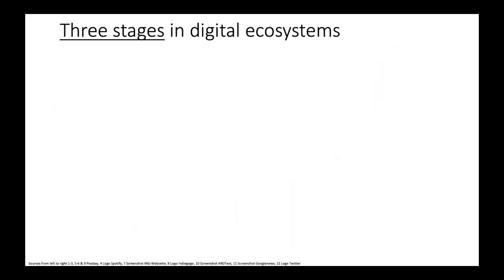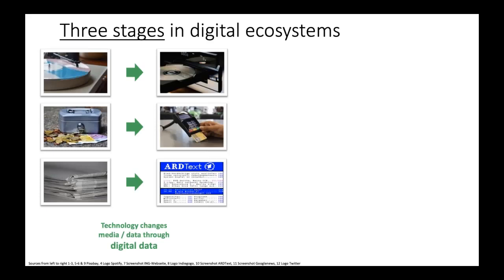When we look at digital ecosystems, we always try to distinguish three stages in the way digital ecosystems can evolve. The first important step is the shift from analog to digital data. Here you see typical examples. You see a CD, you see electronic money, or you see the good old teletext from the television screen, which is somehow the internet 20, 30 years ago. And all these steps represent digital data, which gave us new possibilities to do things in a different way. But only the media, only the data changed. The way we used the things more or less stayed the same.